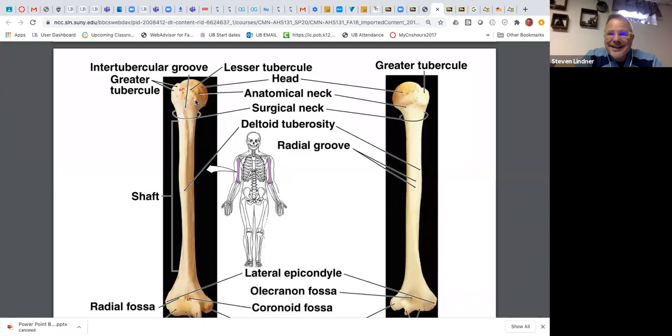Greater tubercle, lesser tubercle. Planting a seed, not to confuse those with what you will learn next week. When we do the femur, there's a greater trochanter and a lesser trochanter.